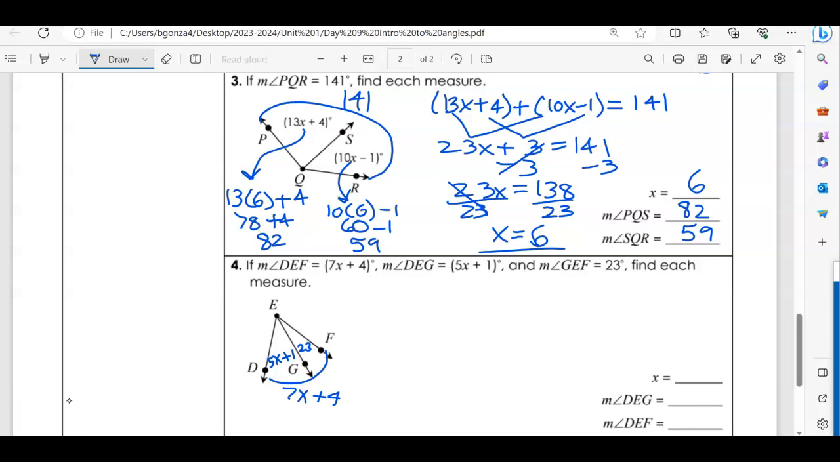So can we do part plus part equals whole again? So the left part, 5x plus 1, plus the right part, 23, equals the whole thing, 7x plus 4. All right, so on the left side, y'all see we can combine like terms. 1 plus 23 is 24. Bring down 7x plus 4.